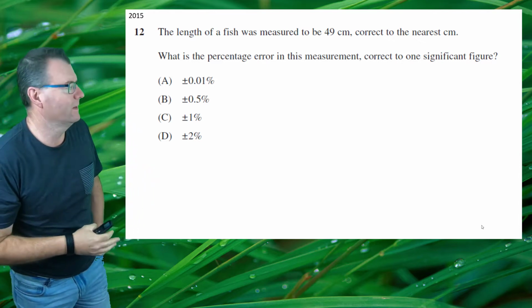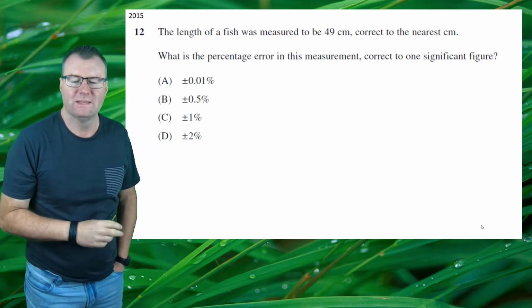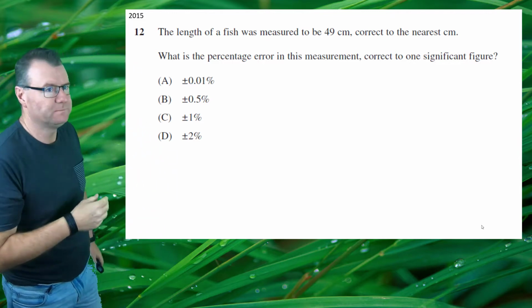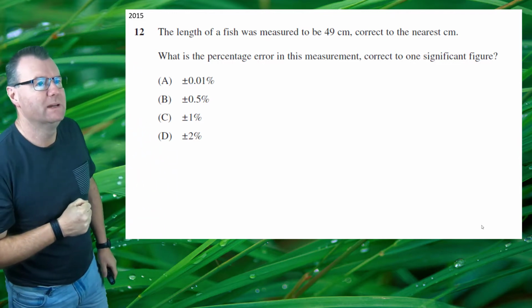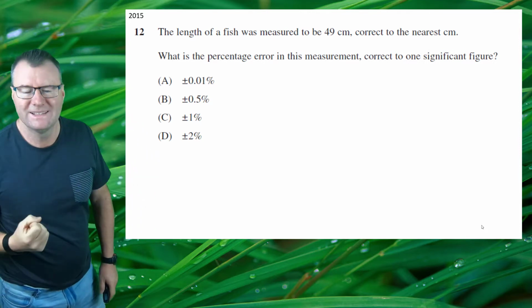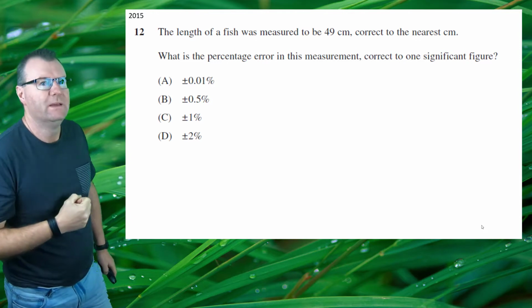Hey guys, today we're going to go through a couple of practice HSC questions that talk about error and accuracy of measurement. So this is from the 2015 paper. It's question 12. Length of a fish was measured at 49 centimeters. We're asked to find the percentage error.